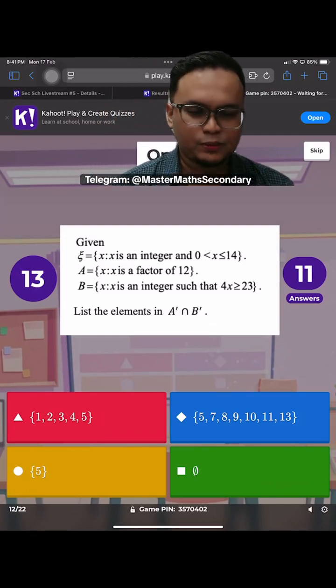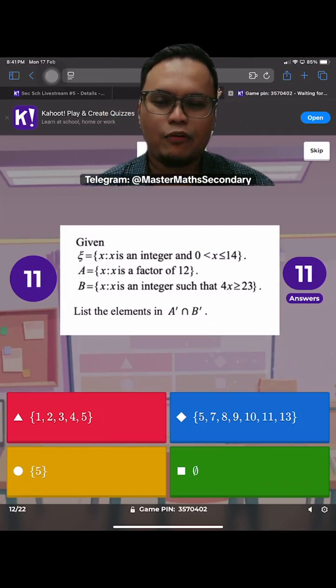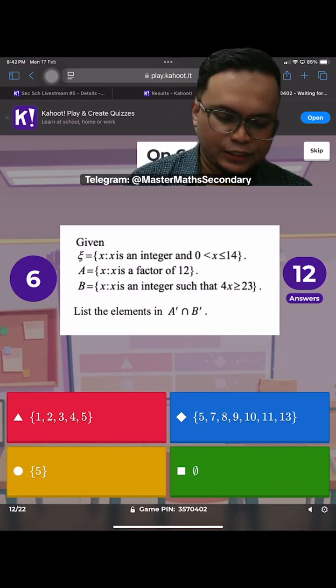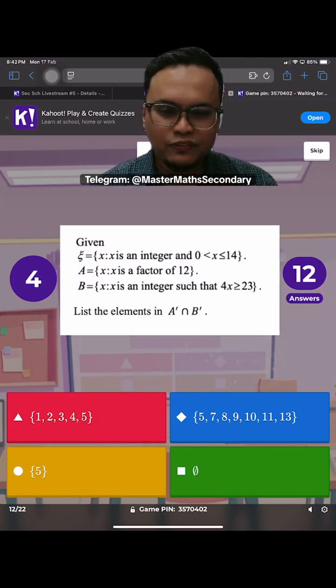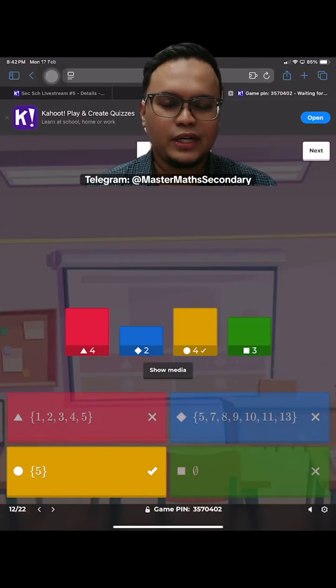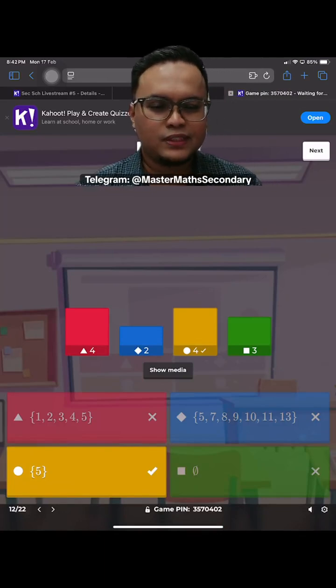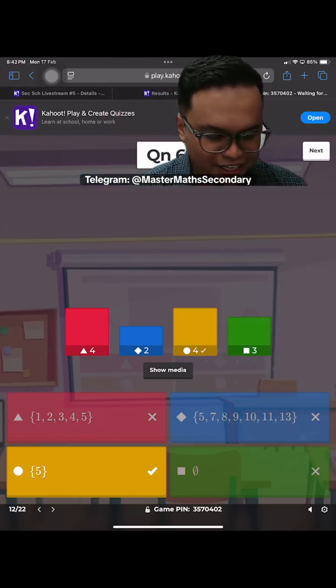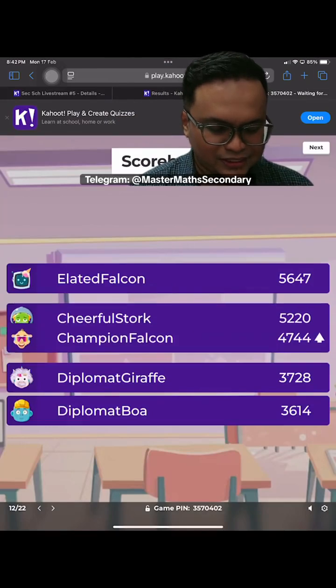The first symbol is what we call the universal set. It's a notation that we use for this thing called the universal set. The universal set is the universe for that particular question. So all your elements must come from that universal set. The answer is actually just 5. Let me explain to you how this is done.